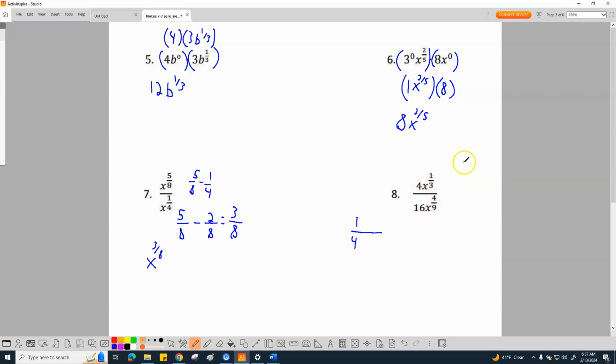I have 1/3 minus 4/9. It's the top minus the bottom. Now, I got to get a common denominator. The common denominator for this is 9.